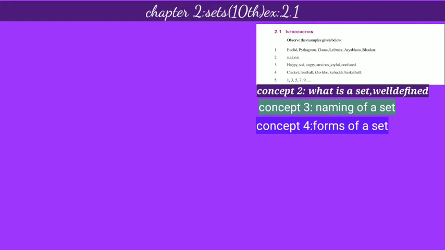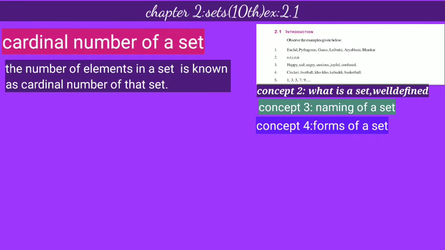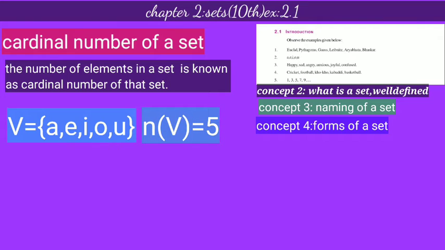Okay, now we have to learn another term which belongs to sets: cardinal number. What does cardinal number mean? The number of elements in a set is known as the cardinal number of that set. For example, my set V is the set of A, E, I, O, U. Here we find 5 letters. So the cardinal number of this set V is 5. We can write it as n(V) equal to 5.